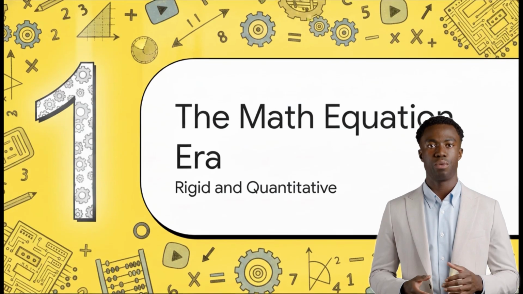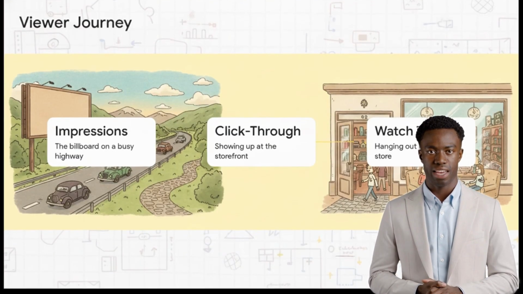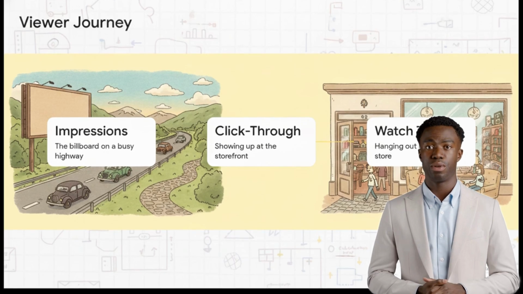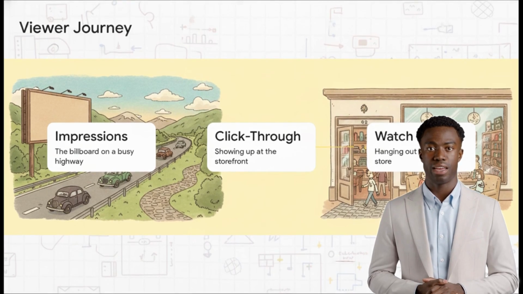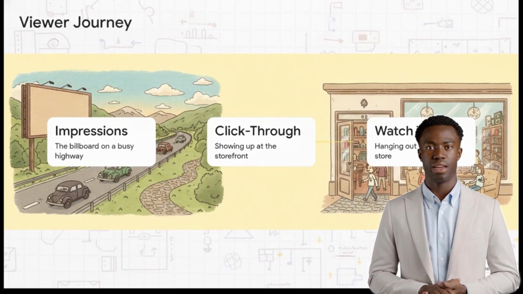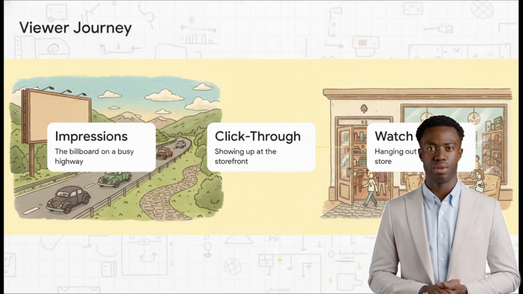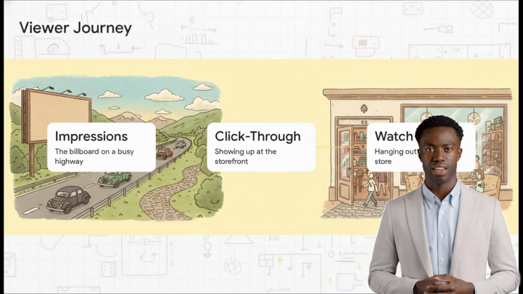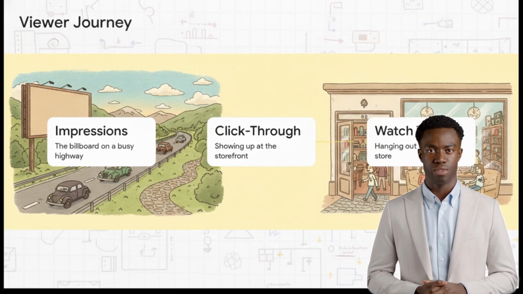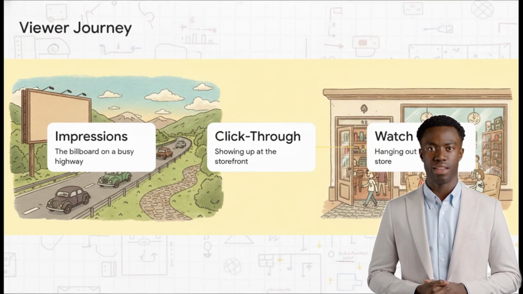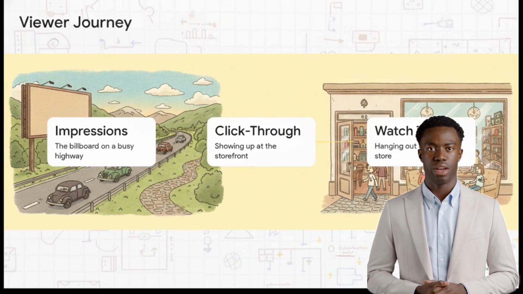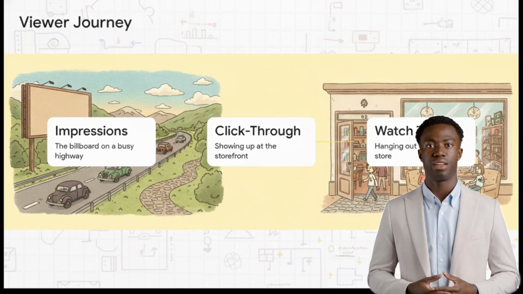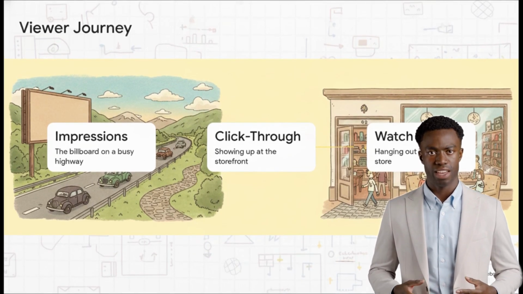Section 1, the math equation era. You see, for nearly a decade, YouTube operated in a world that was rigid and purely quantitative. Reaching an audience was treated almost exactly like solving a math formula. If you could hit specific quantitative thresholds, boom, the algorithm would reliably promote your content. We all kind of know the traditional viewer journey, right? It's exactly like a physical business. First, you've got impressions. Think of this as your billboard on a super busy highway. It's just measuring how many cars drove past your sign and saw it.